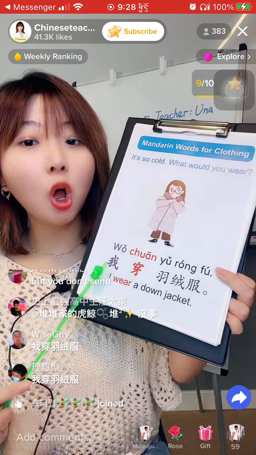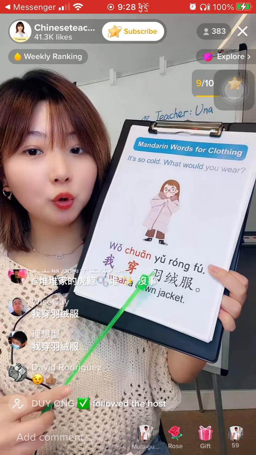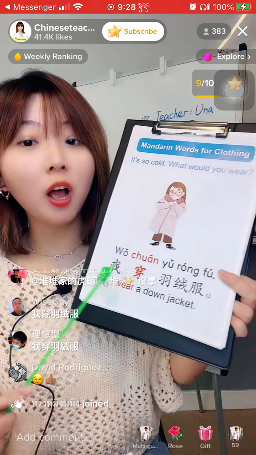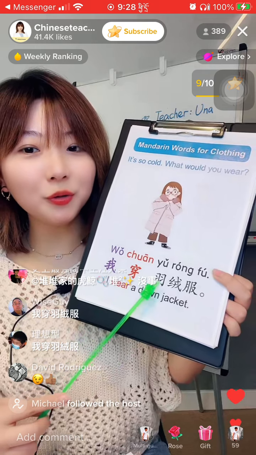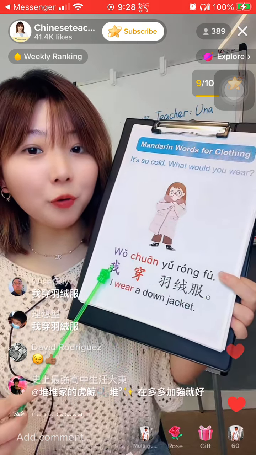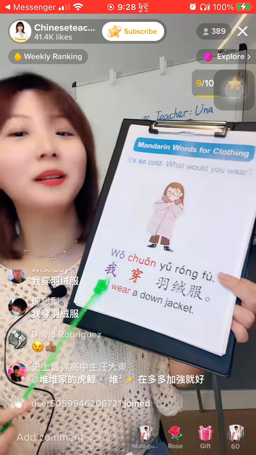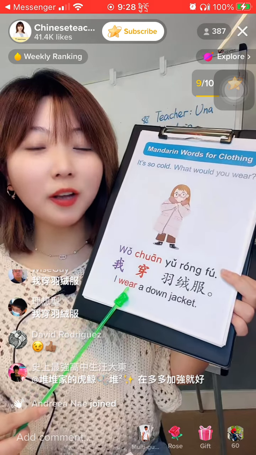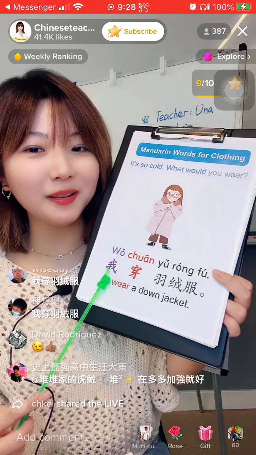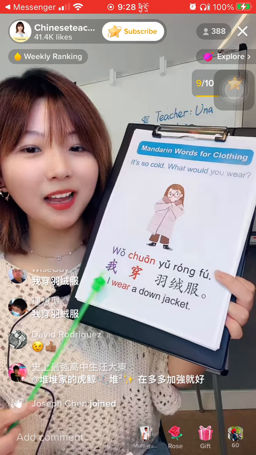我穿羽绒服. If you are practicing, let me know in the comments, okay? You can type 111 or you can also type 我穿羽绒服 in the comments. That means you are practicing with me.